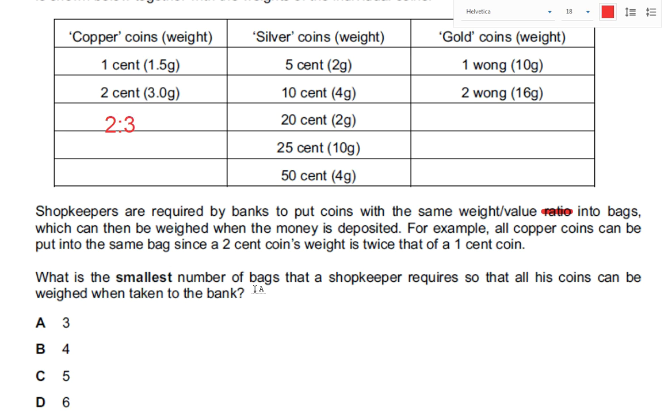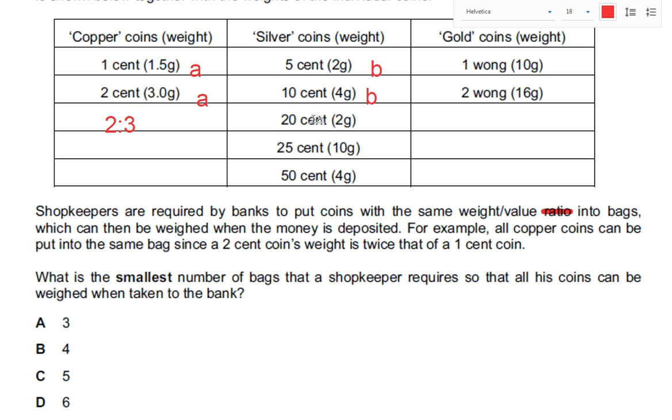What is the smallest number of bags that a shopkeeper requires so that all his coins can be weighed when taken to the bank? All right, so these two, let's say 2 to 3, I'll call it A and A, they're both 2 to 3, the ratio. All right, what's the ratio of this one? 5 to 2. You can't reduce that, all right? It'd be 2.5 to 1. So let's stay with that at 5 to 2, and that's a different ratio. We'll make that B. 10 to 4, that's also 5 to 2.